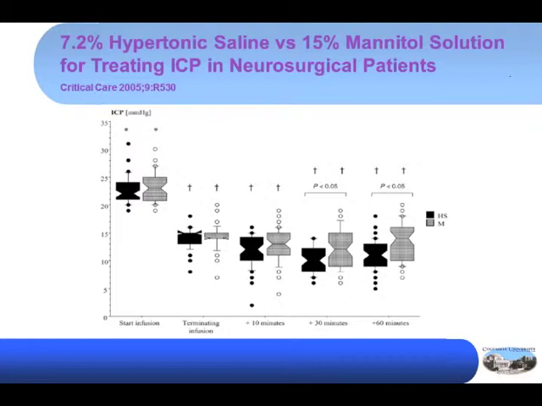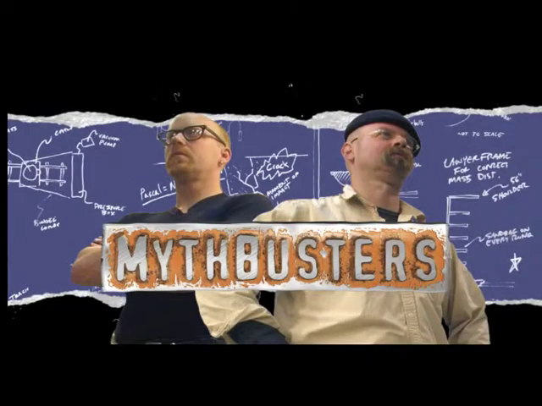Many studies, this is just one, have compared and find that the peak effects of both of these agents occur at about 30 minutes, and there's equivalent duration, but it's highly variable. There's some suggestion that maybe you get more sustained effects with the hypertonic solutions, but they're really quite effective.